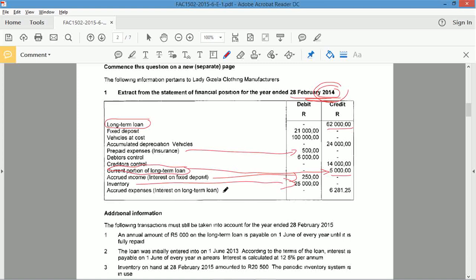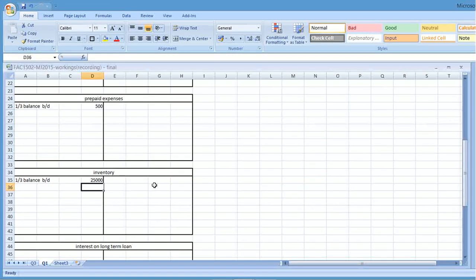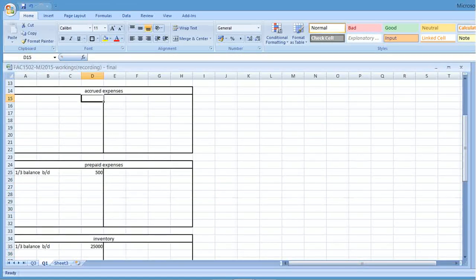Then we've got accrued expenses, interest on the long-term loan. So we had prepaid earlier, now we've got accrued expenses. The accrued expenses has an opening balance. It's a liability. And the liability was for 6,281.25.